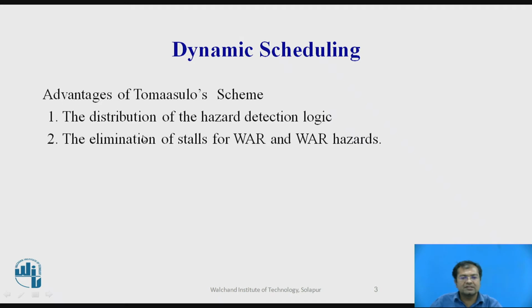As we discussed in the previous video, the Tomasulo scheme has two main advantages. The first one is the distribution of hazard detection, and the second one is the elimination of stalls for write after read and write after write hazards.